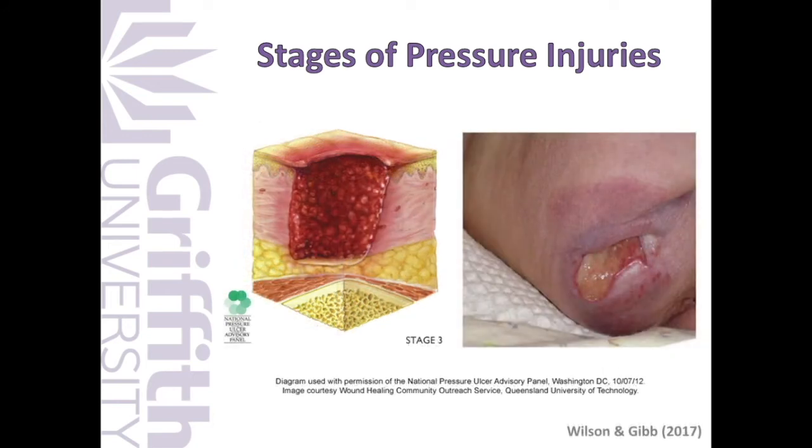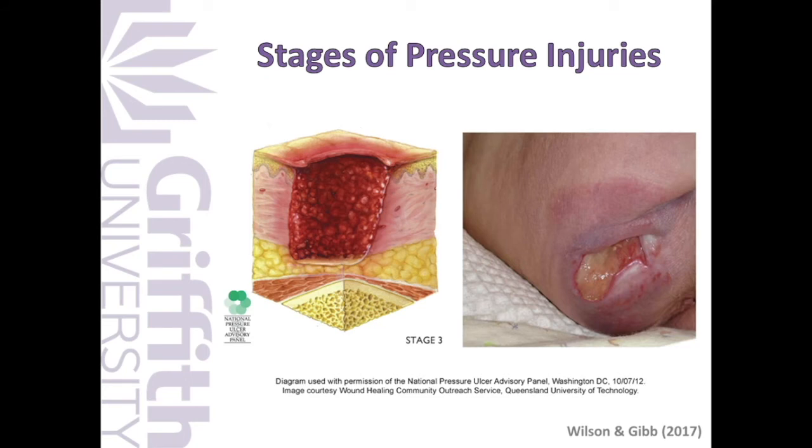A stage 3 pressure injury represents full thickness skin loss, so subcutaneous fat may be visible, but bone, tendons or muscle are not exposed. A thick yellow slough may be present, but this does not normally obscure the depth of the tissue. There may also be undermining or tunneling, with the wound being deeper than it appears on the surface, and you'll learn a little bit more about that in your sim labs.